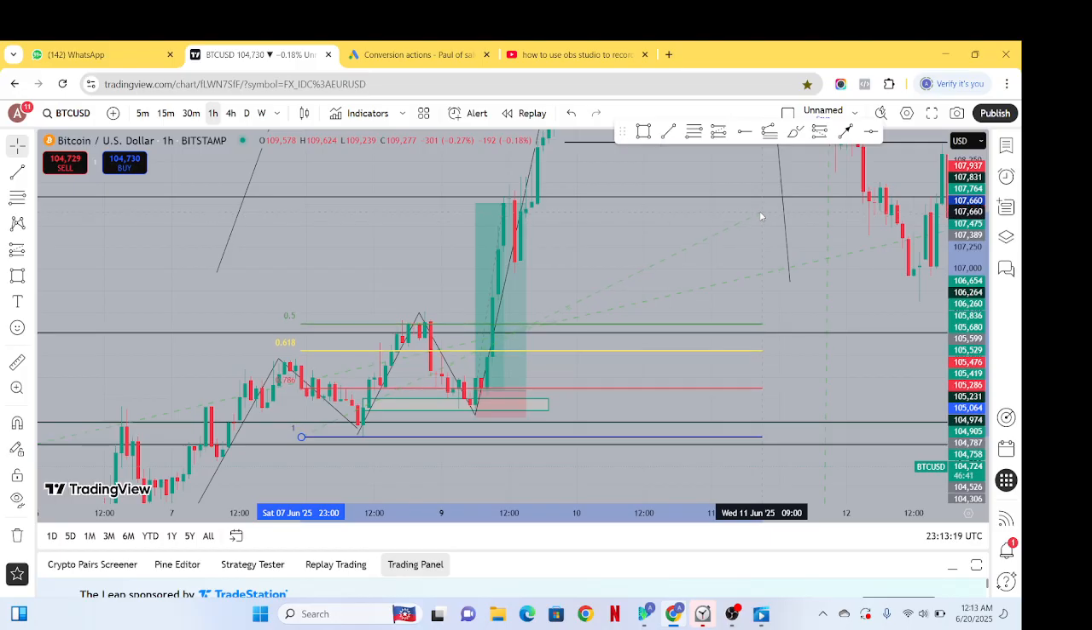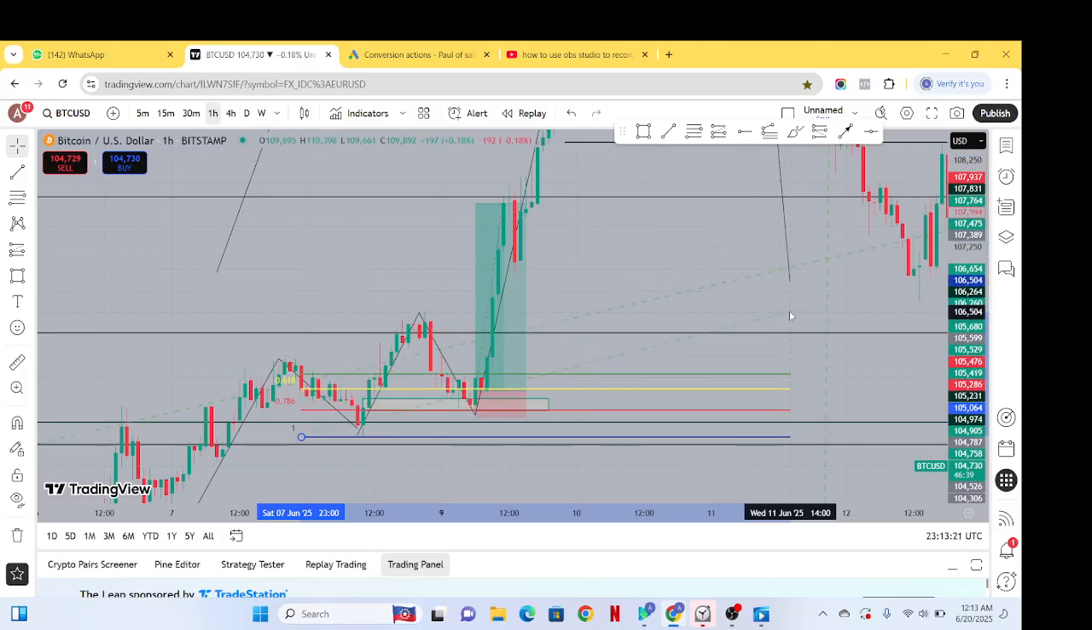Now this is where the Fibonacci retracement comes in. Now let me just give you the terms. It's a simple psychological background behind this.